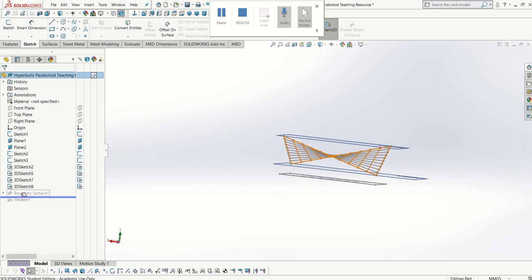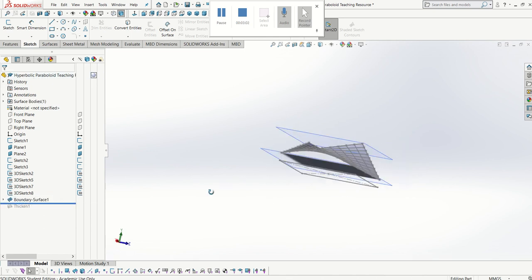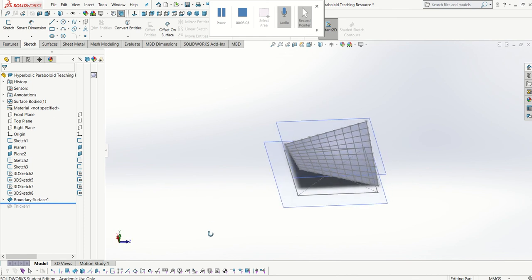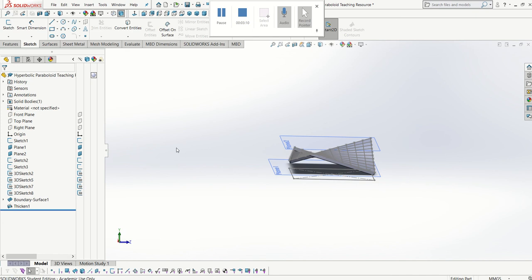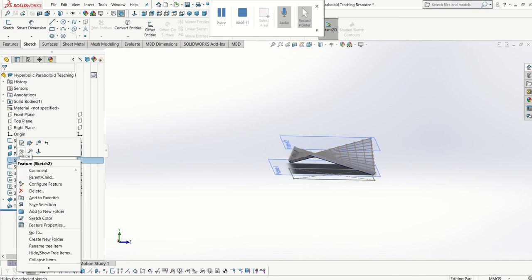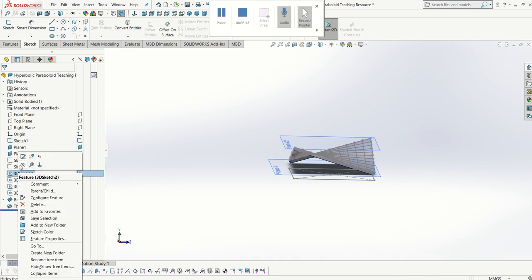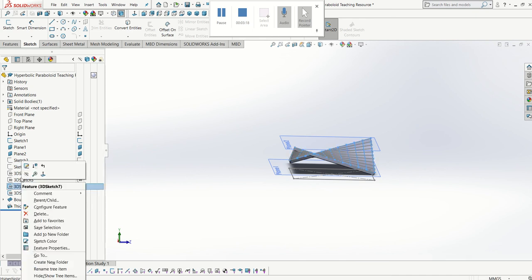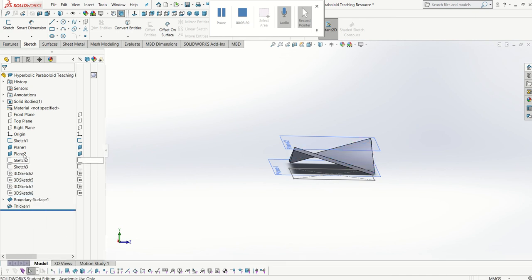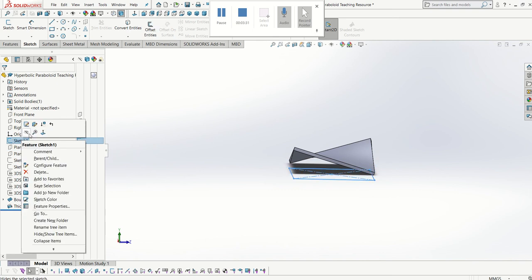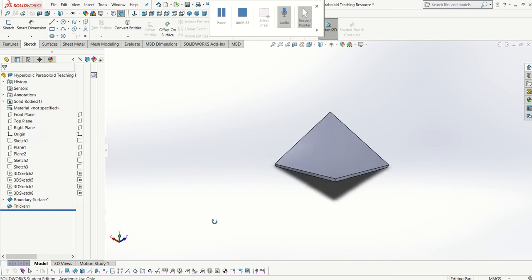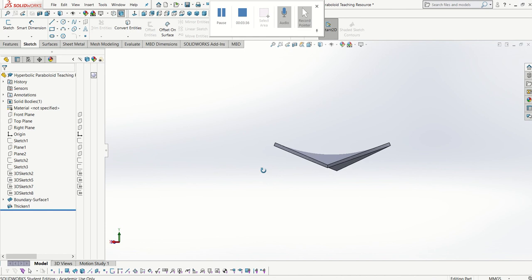And then to finish it off, I used a boundary surface tool here on SolidWorks, and I knitted the surface together, and then I thickened it. And then if we were to go back up here and just hide all the sketches, then you can see that this is the shape that we started out with, and that's going to be our hyperbolic paraboloid.